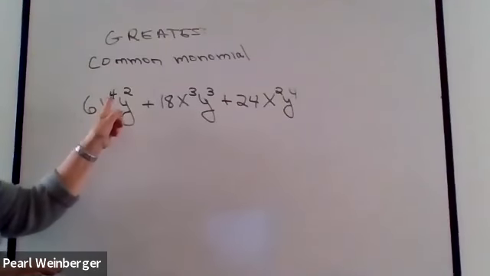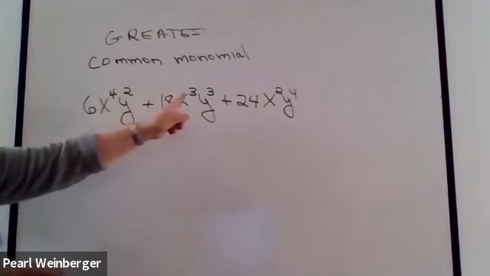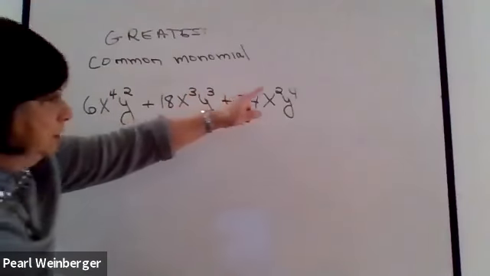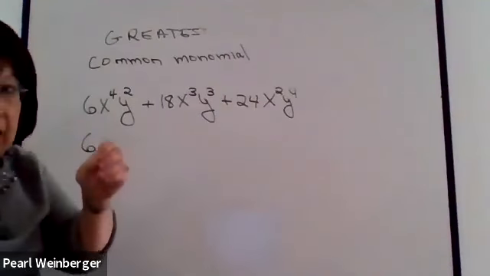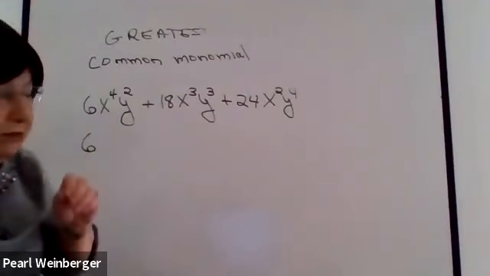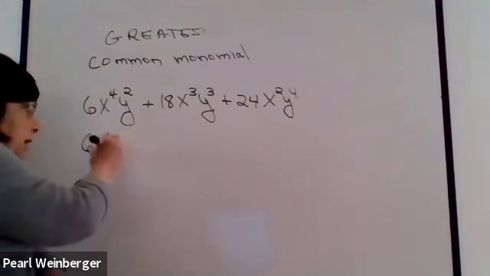Then I start looking at the letters. First, I'm looking at the x's. This x has a 4th exponent. This has a 3 exponent. This has a 2 exponent. Remember what I told you to do. Take the one with the lowest exponent. So that would be x squared.